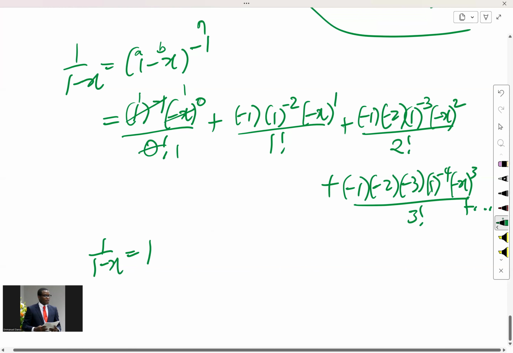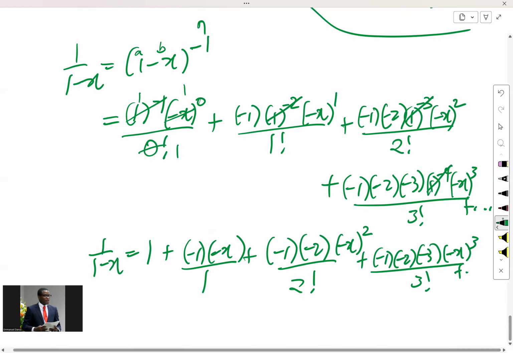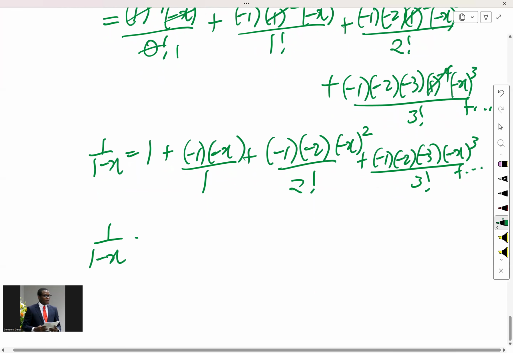So we have 1 there. Then plus, of course, 1 raised to power anything is 1. So we can cross out all those knowing that they are 1 already. So here we have minus 1 minus x. 1 factorial is also 1. Then plus minus 1 minus 2 minus x squared all over 2 factorial. Then lastly, we have plus minus 1 minus 2 minus 3, then minus x raised to power 3 all over 3 factorial, and that continues. It's a power series, mind you, so it's an infinite sum. So we're only going 4 terms.